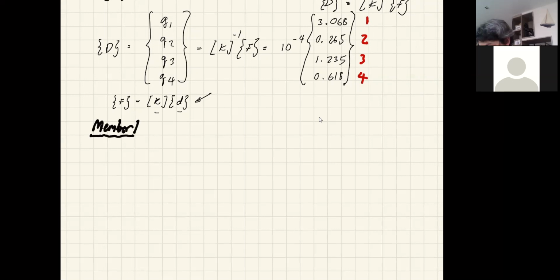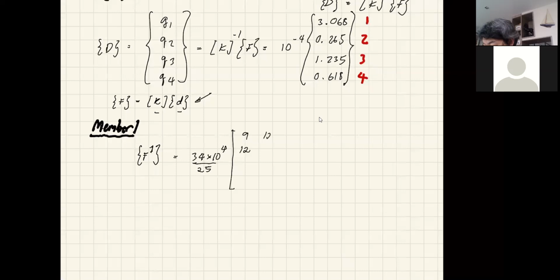okay, now the force matrix of member number one, that's F1. It's going to be equal to KD. And K this time is going to be the stiffness matrix of the member itself, like I already mentioned a few minutes earlier. So it is going to be 34 multiplied by 10 to the power 4 over 25. And the matrix of the member number one itself, that's 9, 12, 12, 16.